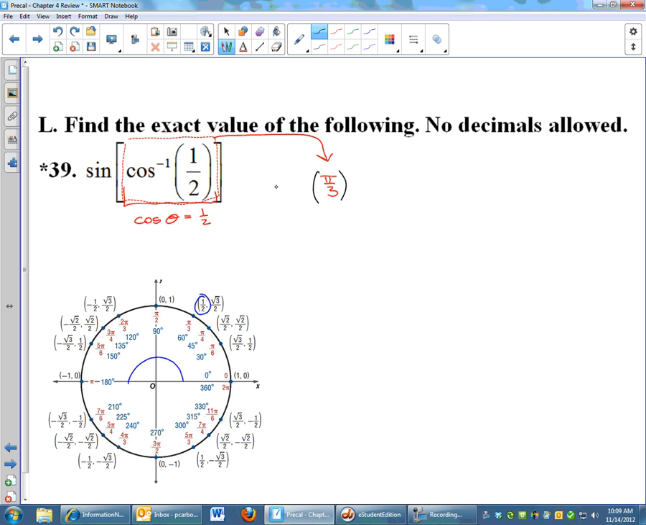That's the angle. And then I need to find the sine of pi over 3. The sine of pi over 3 means find the y-coordinate at pi over 3, which is root 3 over 2. And that would be your final answer for number 39. I'm going to come back in a little bit and do this a different way, a way that I think may actually be a little bit easier, but I'll let you decide.